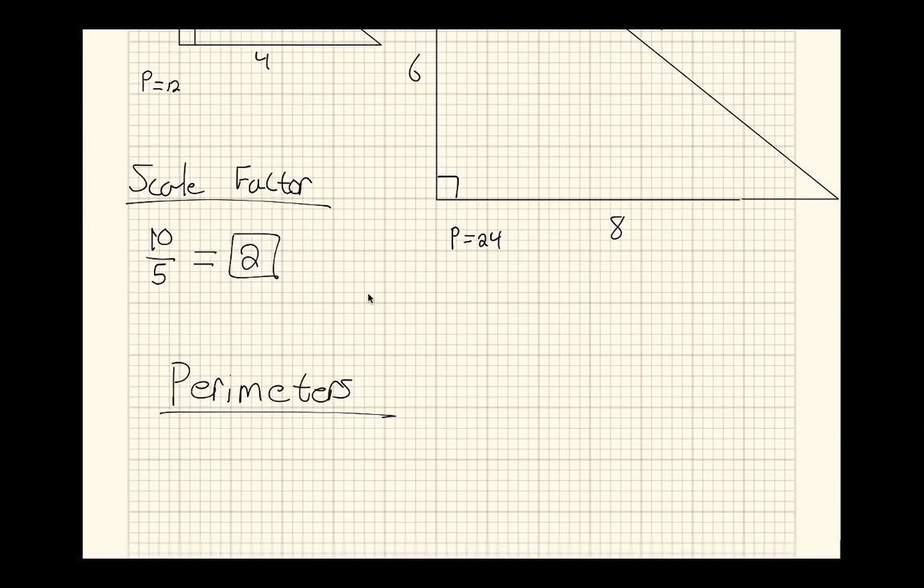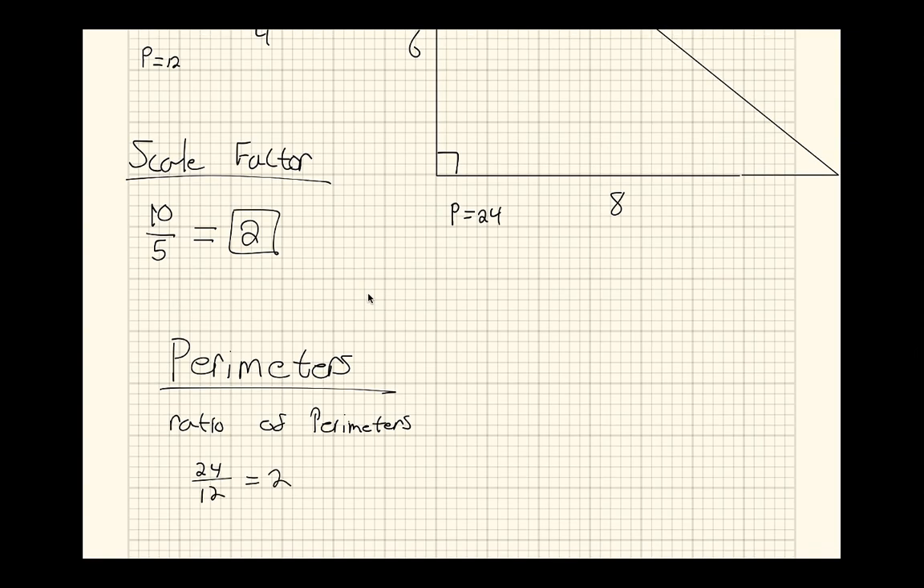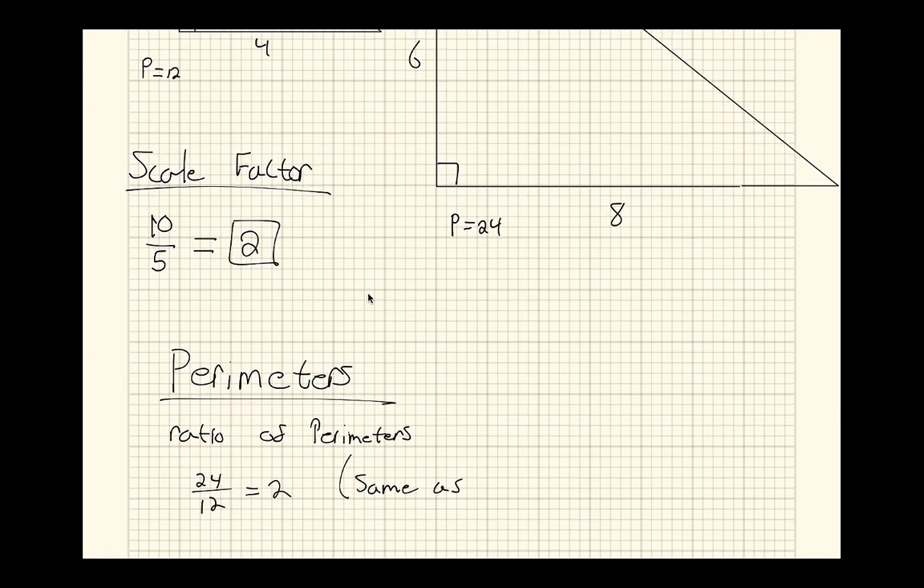The perimeters, so we're going to say the ratio of perimeters, that's 24 to 12, which is also 2. And that's the same as the scale factor, which is kind of interesting.